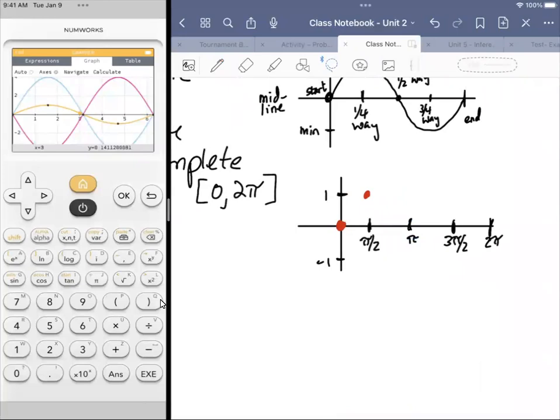All right, so it increases to the maximum at the quarter-way point, to the midline at the halfway point, to the minimum at the 3/4 way point and back to the midline at the endpoint. So this is y equals the sine of x. Poor quality. I mean, I do my best. So this is, again, y equals the sine of x.